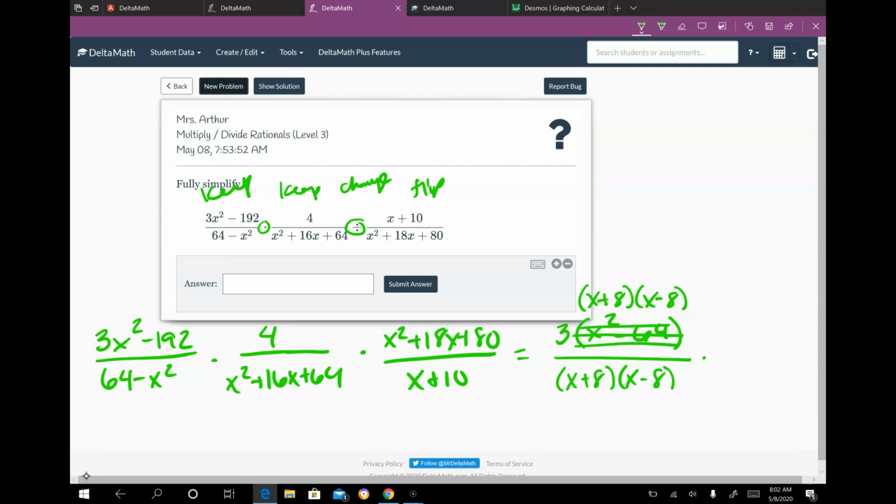Times, probably gonna run out of room. The 4 is not factorable. Now the denominator is going to be x plus 8, x plus 8, okay?